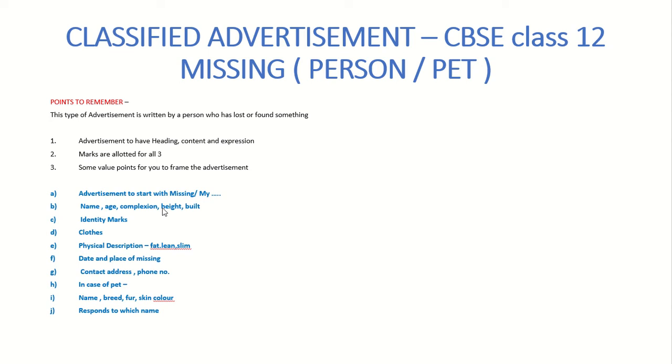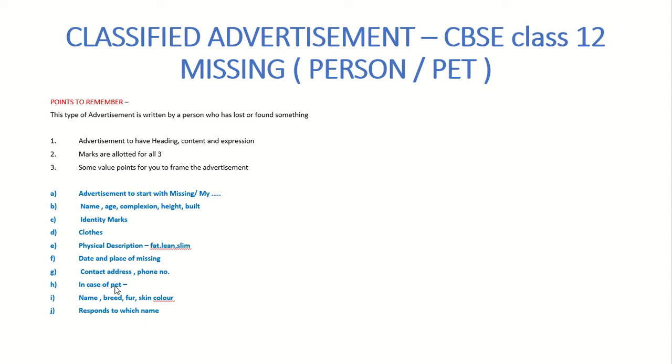The advertisement starts with "missing", or "my pet, my dog is missing", or "my cat is missing", and then the name of who is missing, what is the age, what is the complexion, whether the person is fair or of darker or whitish complexion, height, build, any identity mark, maybe a tattoo or a mole somewhere, what kind of clothes, what color clothes that person was wearing, and physical description: fat, lean, slim, date and place from when the person is missing, and a contact address if the person is found.